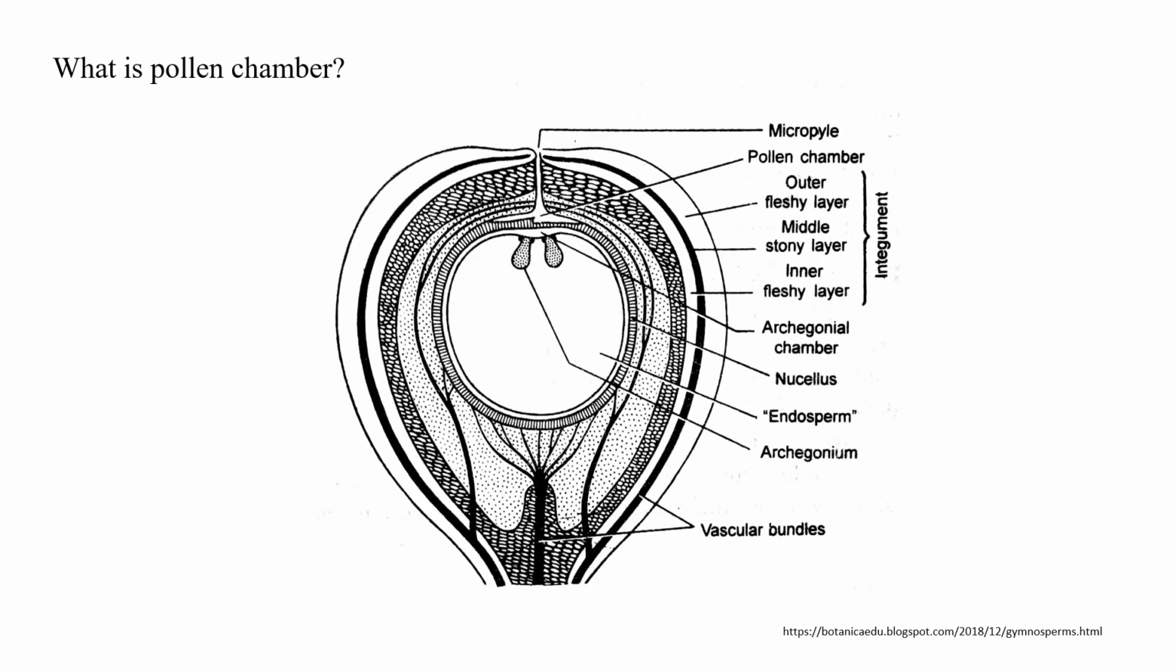What is a pollen chamber? For this, we will refer to this diagram. As you can see, the pollen chamber is correctly shown here. This is the pollen chamber. This is the nucellus, at the tip of which we have the pollen chamber. So the pollen chamber refers to a small chamber at the apex of the nucellus in some plants, which is mostly gymnosperms, for the reception of pollen.